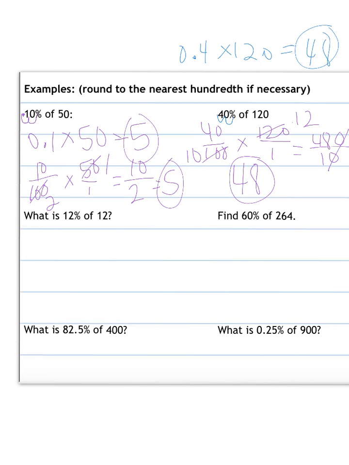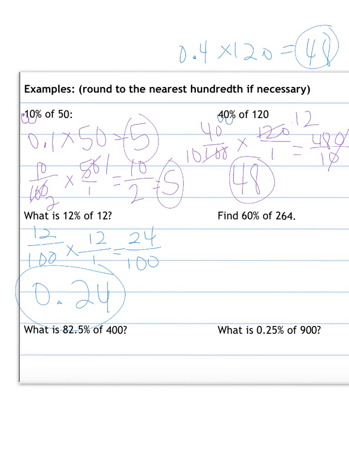So 12% of 12, 12 over 100 times 12 over 1. 12 times 12 is 24. 100 times 1 is 100. Okay. Now 24, turning this into a decimal, 24 divided by 100. Numerator divided by denominator equals 0.24. So 24 hundredths.